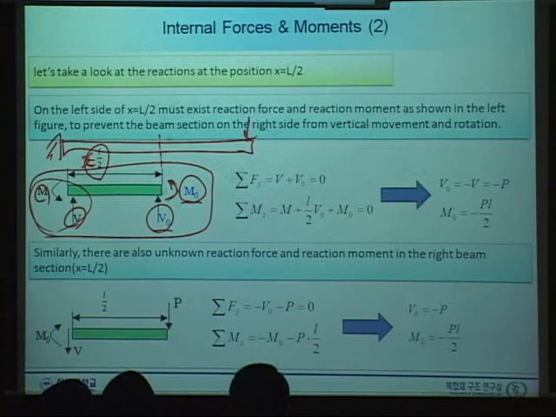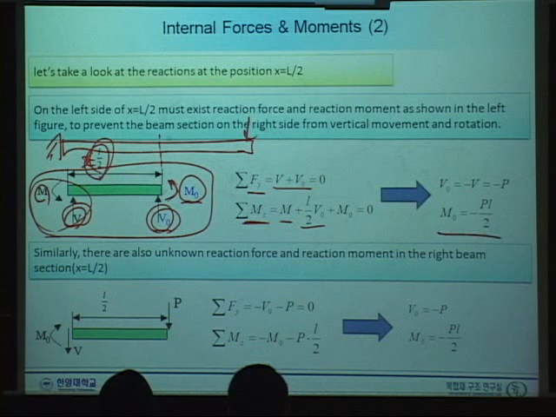So the y-directional force is this V and this V0, and for moment equilibrium, here we have the M, and the length L/2 times V0 plus M0 equals 0. So the moment should be like that. So this is for the given lengths.